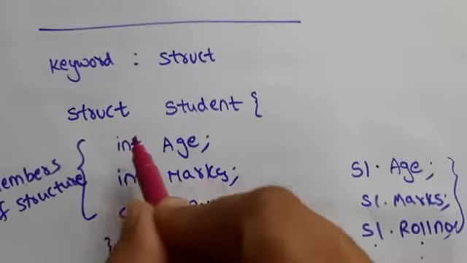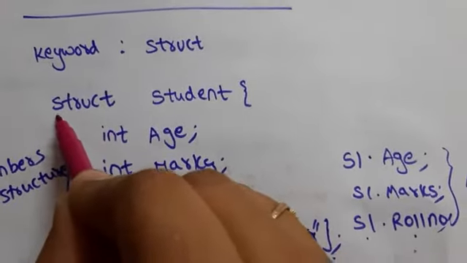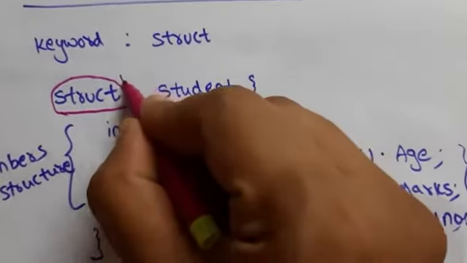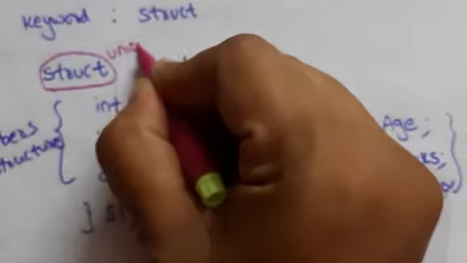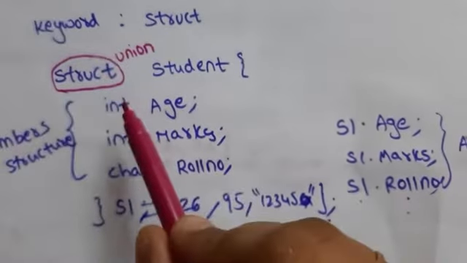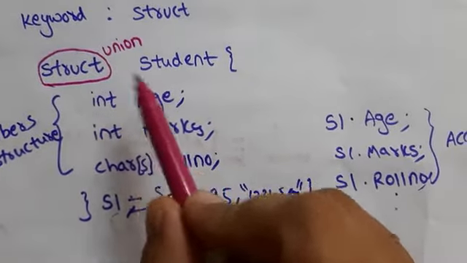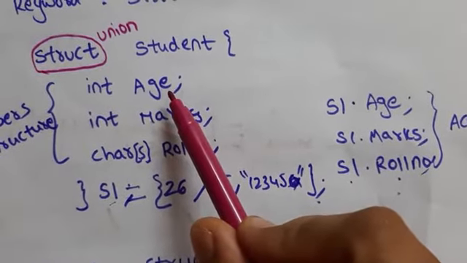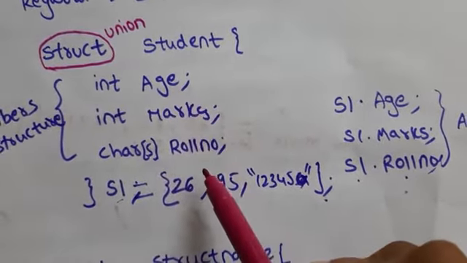So please observe here, instead of struct, for the union it is replaced with a keyword called union. So in the same example, instead of struct it is now changed to union student. I am taking the same variables: age, marks and roll number.